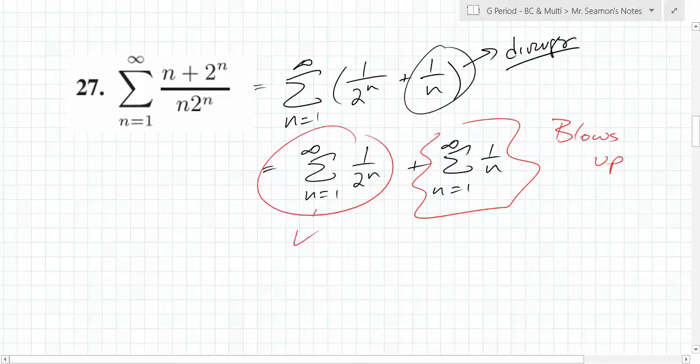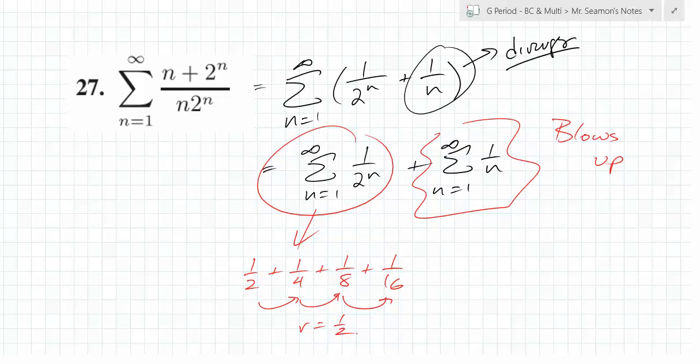We actually know what that does. What kind of series is that? It's a power series. So it's going to be 1/2 plus 1/4, plus 1/8 plus what? So another way to say this one is, what's the ratio? It is also a geometric series. What's the r value on that one? The r value is 1/2. Absolute value of that is less than 1. So we have a convergent and a divergent added together. What did we just say? It diverges. It blows up.